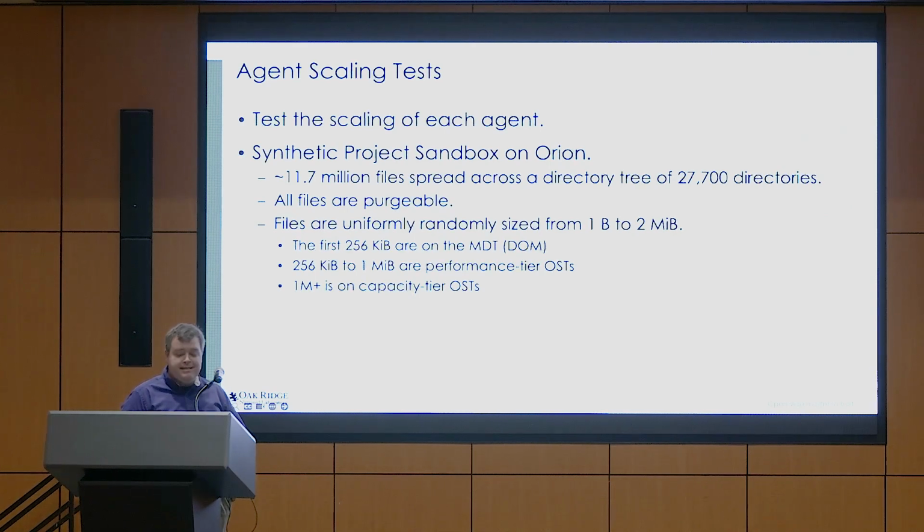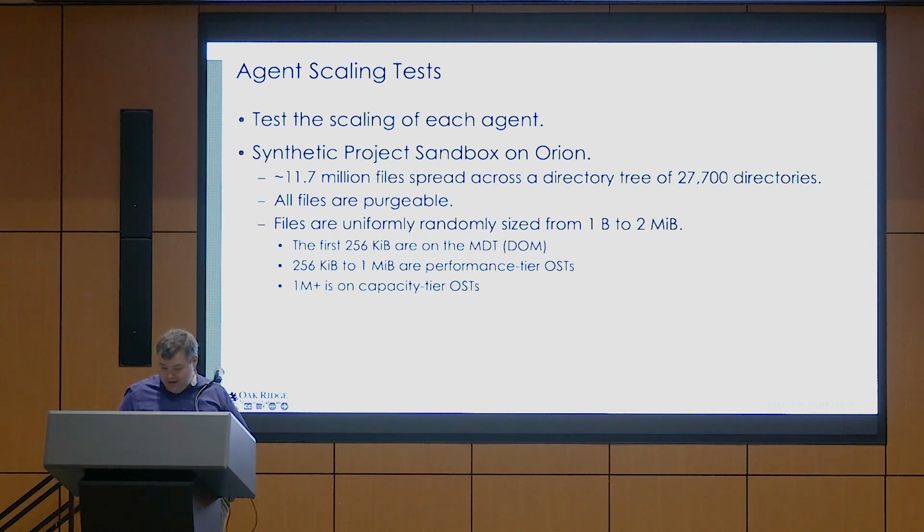And we started out by creating a synthetic project sandbox that consists of 11.7 million files spread across a directory tree of almost 28,000 individual directories. We set all the files to being purgeable. And then the files were all randomly sized uniformly between 1 byte and 2 megs, following the standard PFL layout of Orion, which means that the first 256 kilobytes go onto the MDT. And then the following segment up to 1 megabyte will go onto the NVMe flash tier, and then everything beyond that just goes out to the hard drive OSTs.